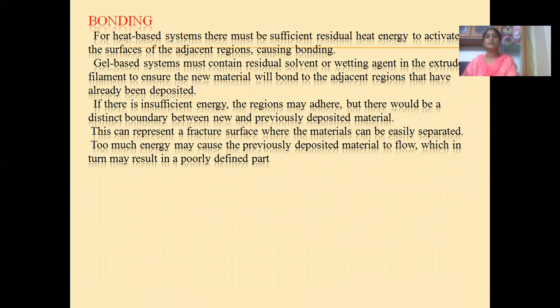The heat energy systems can easily activate the surface of the layers. By using gel-based systems, we can easily extrude the material into the adjacent layers of the deposited material. If there is sufficient energy, the deposited material can easily flow, and it can be easily removed from the laminated object manufacturing systems.